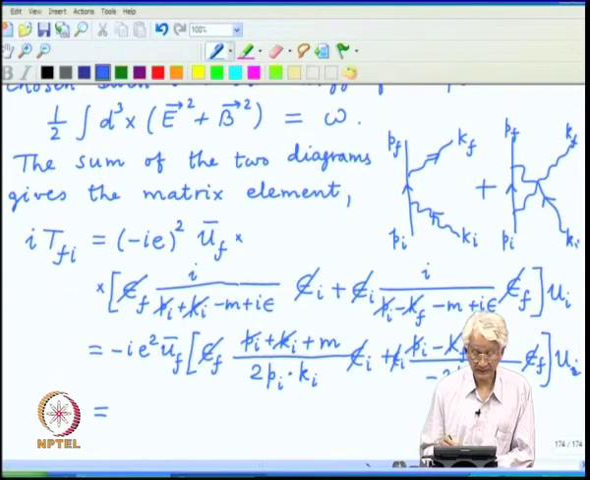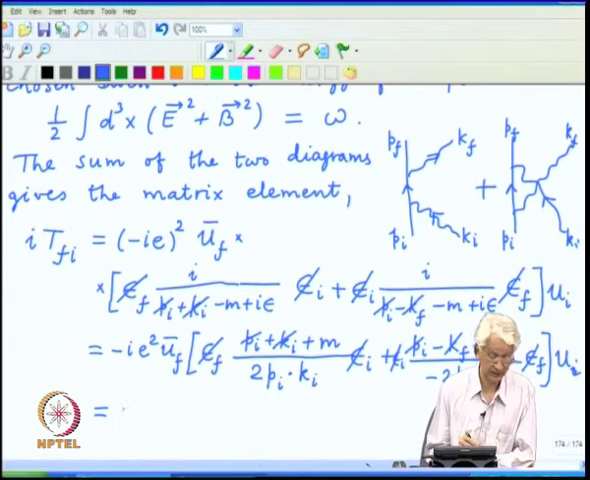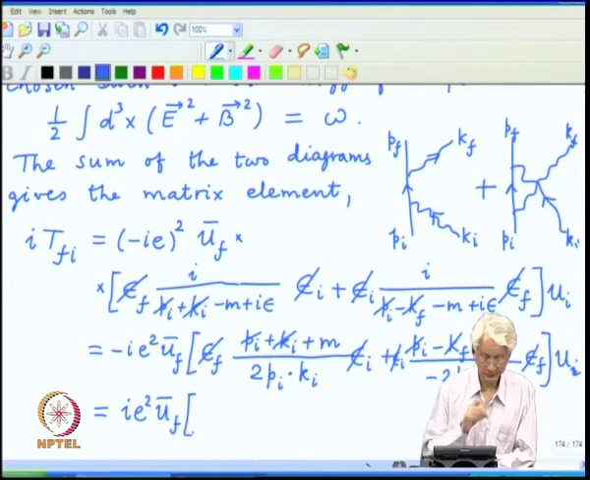So, let us see what that produces when epsilon_i slash is commuted with k_i slash. You get the object in the reverse order with a negative sign, plus a dot product of epsilon_i and k_i, which happens to be 0 because the photon is transverse. So, we just get a negative sign. That negative sign can be combined with the negative sign outside, and we have the object which I am going to write down.